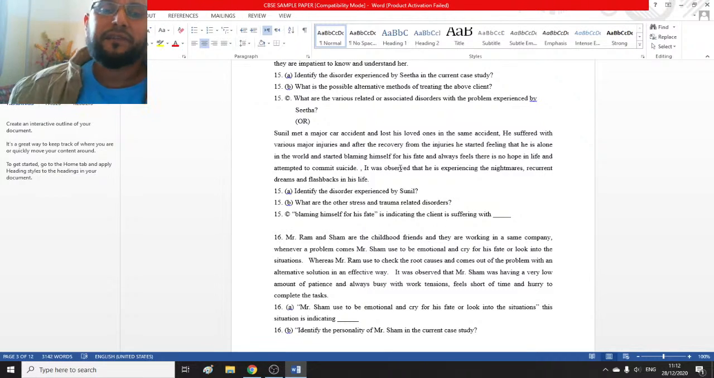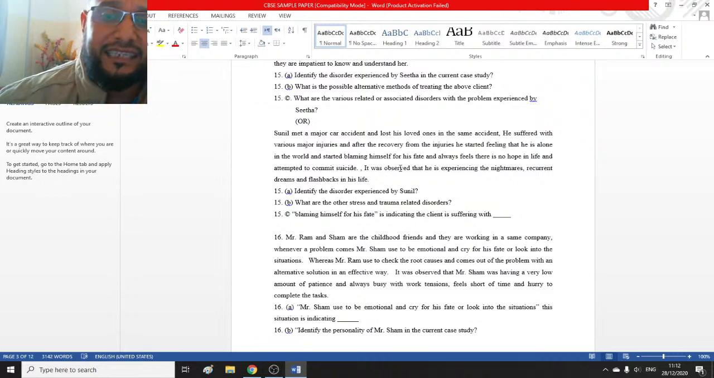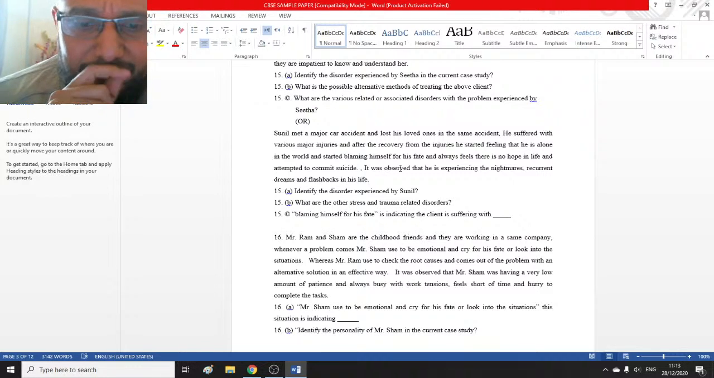Now the question number 15, you see here. Blaming himself for his fate is indicating the client is suffering with low self-efficacy. Whenever an individual blames his luck or his fate, that is indicating low self-efficacy.